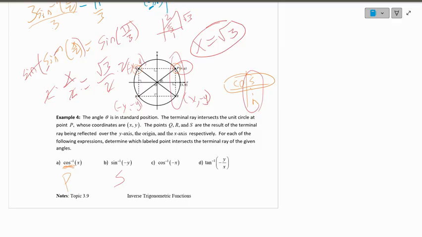Cool. So back to inverse cosine. Well, that's again, P and Q are your only options. Negative x means that it's point Q.